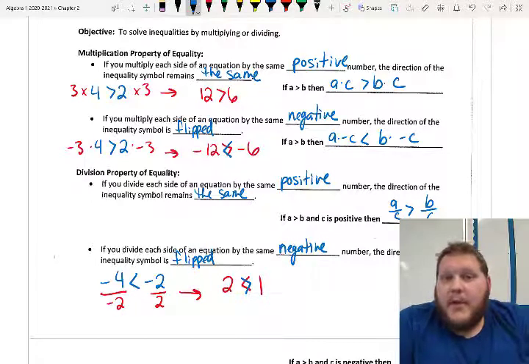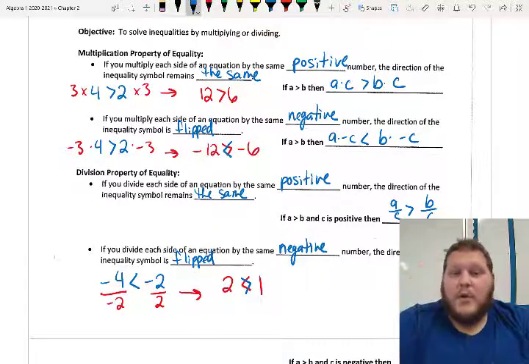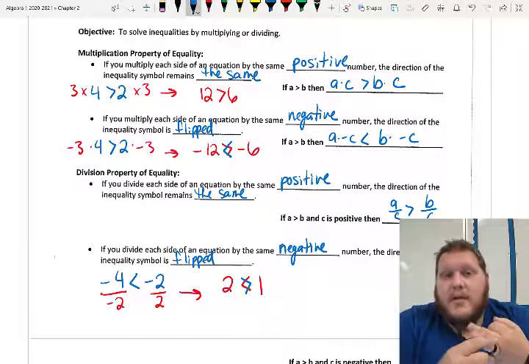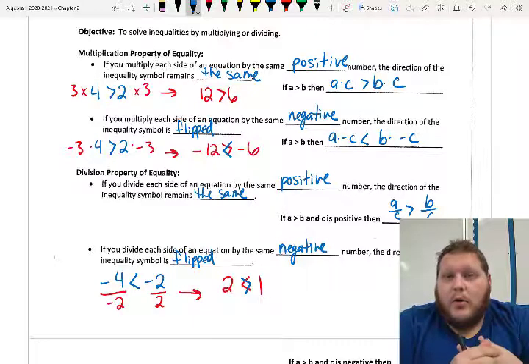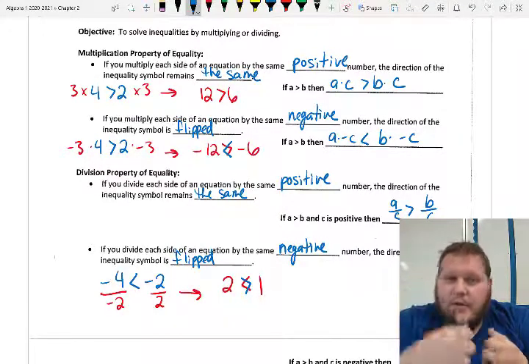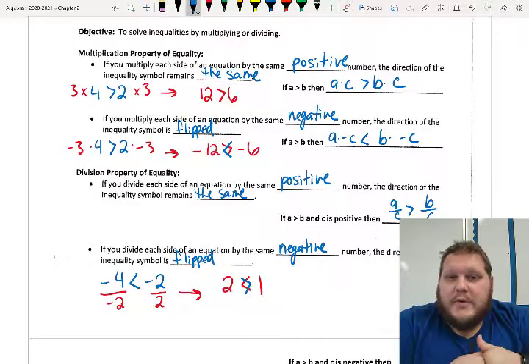So anytime you multiply or divide by a negative in an inequality, you just have to make sure that that inequality gets flipped. And that's the same regardless of whether it's less than, greater than, less than or equal to, or greater than or equal to. All 4 of those different inequality symbols, you just got to flip the direction that the inequality opens.